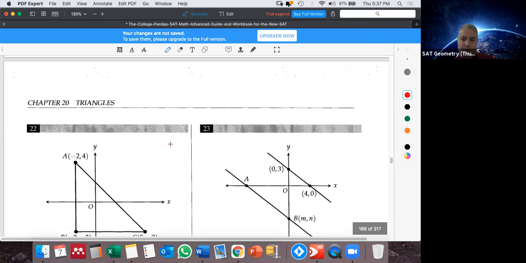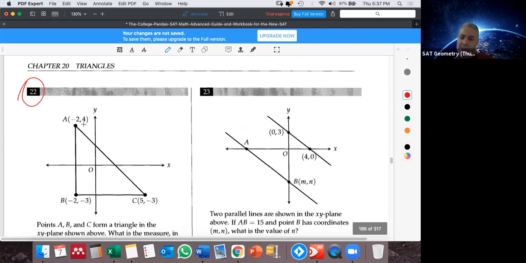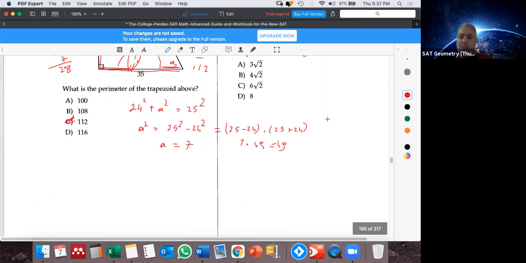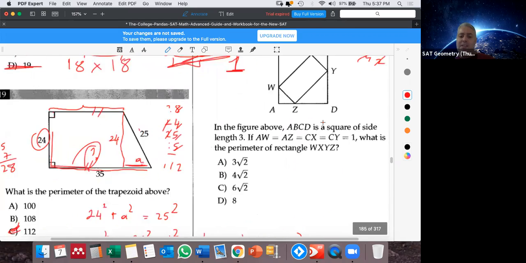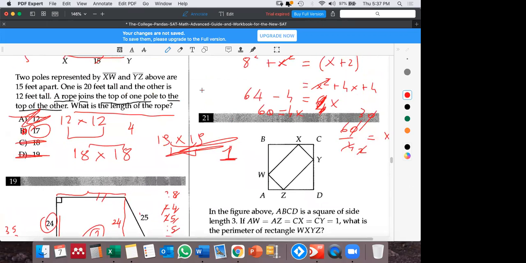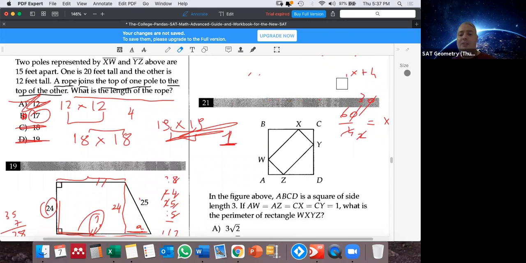Now, this is an important question. Let's study next week. Okay, this is the last. Triangle questions, there are so many. This is the last question. Let's say 21. The others we can continue inshallah next week.